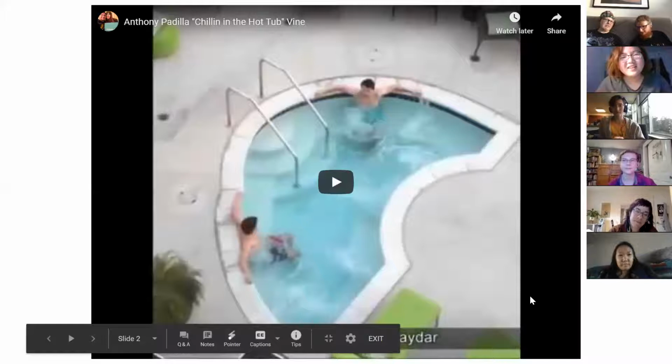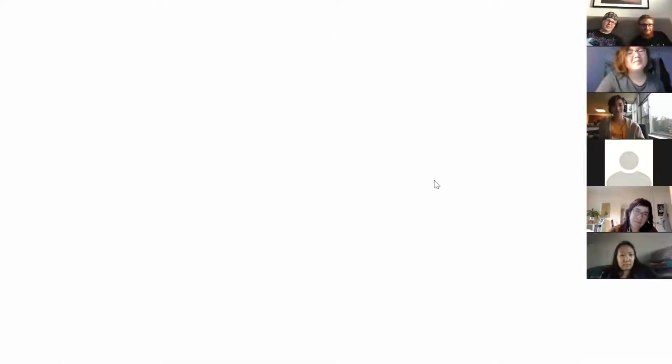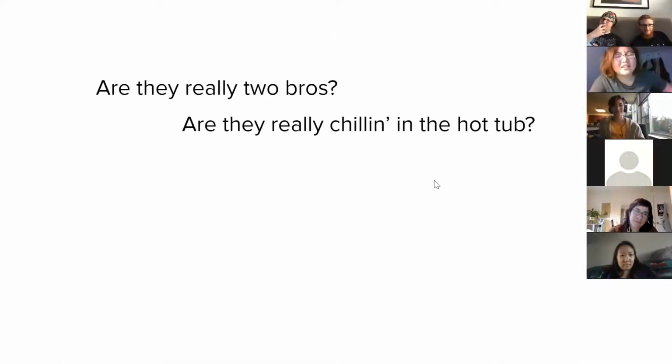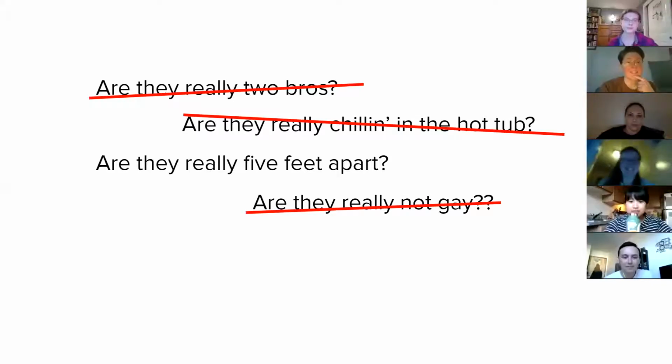Okay, Two Bros Chillin in a hot tub 5 feet apart. You know it. Are they really bros? Are they really chilling in the hot tub? Are they really 5 feet apart? And are they really not gay? I can't answer those, but I'm going to take the 5 feet apart question.